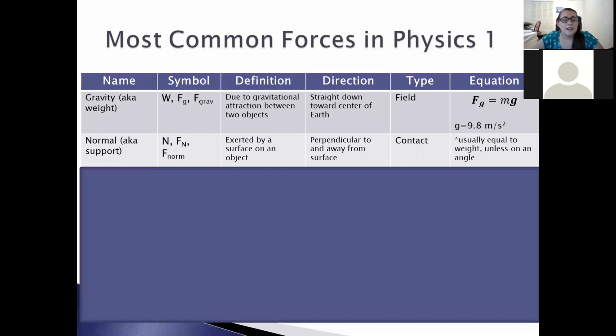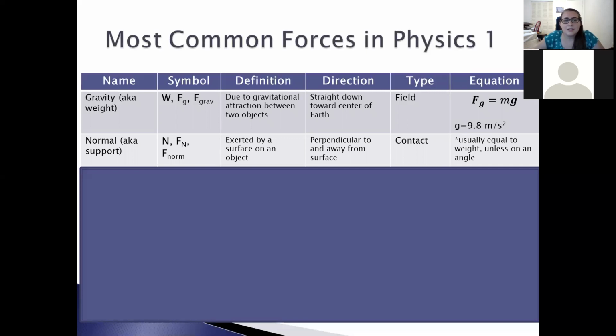Okay. The next force is called the normal force, or sometimes the support force. So that gets the symbol N, Fn, or F norm. And be careful here, because remember, what is the unit of force? Newtons, that's right. And what is the symbol that we give that unit? Yeah, big N, capital N, right.